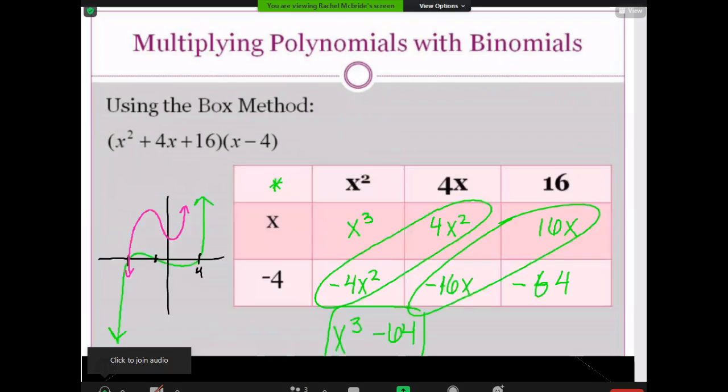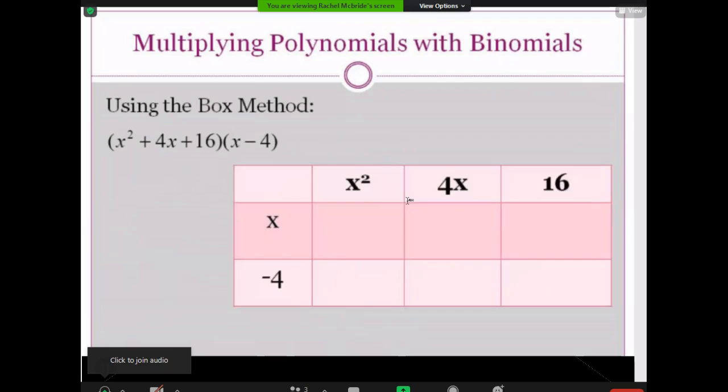Technique number 2 is known as the box method. Sometimes in Delta Math, you've used the box method with their foiling problems, where they had you drag in the parts of the problem and then you multiplied into those boxes and you filled them in. So what you didn't realize was that you were using this new technique known as the box method.